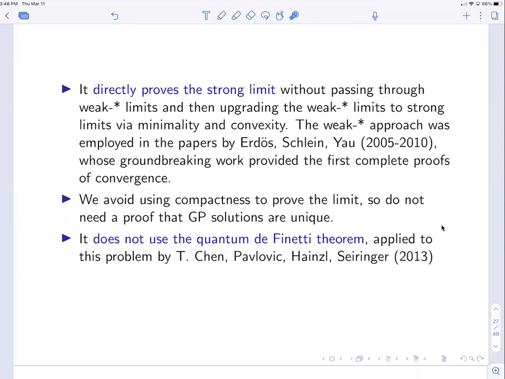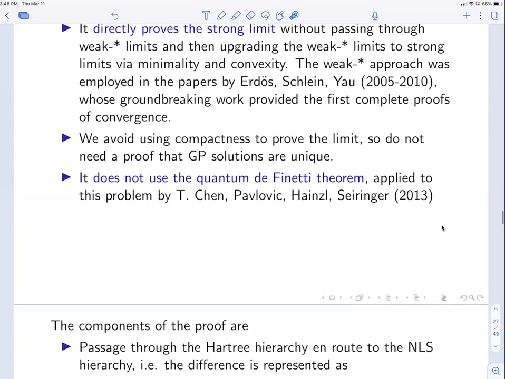We also do not use the quantum de Finetti theorem, which has been very effectively introduced to the subject by Thomas Chen, Pavlović, Hainzl, and Seiringer in 2013. But it does involve some additional constraints. In particular, you can't really use it directly on R3. You have to work in a, well, maybe that's not so accurate to say, but it does have some limitations, especially when you try to use it for BBGKY representation.